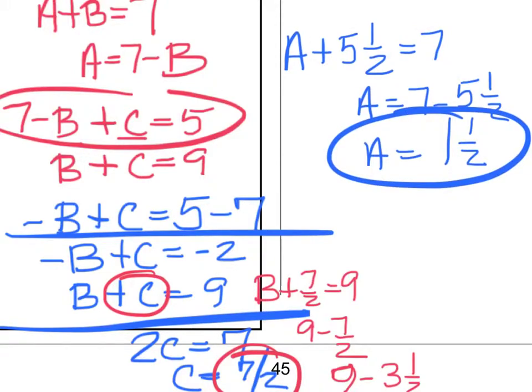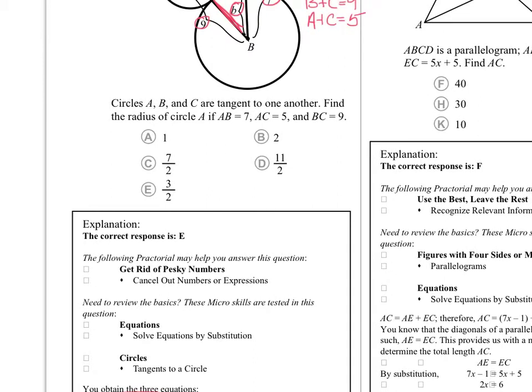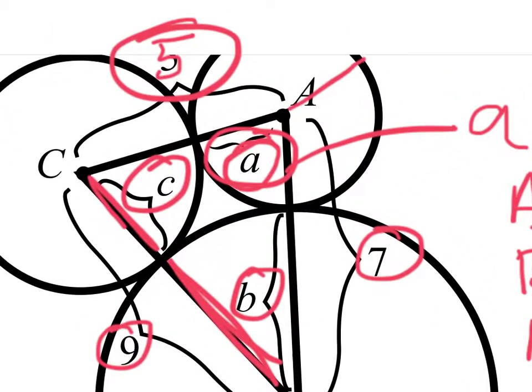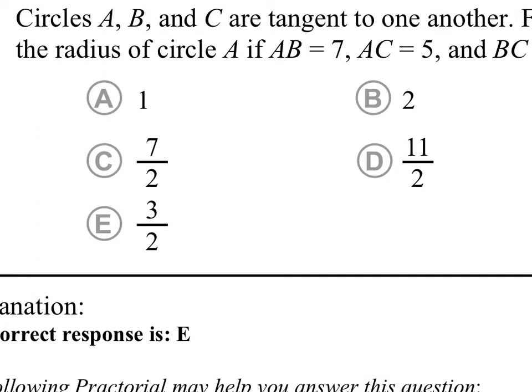Now what's the question even asking after we've done all this stuff? Find the radius of circle A if AB is 7. So circle A in here, there would be 1.5. The radius is A. So we found A to be 1.5. So which answer would it be? 3 over 2. Yep, 3 over 2.